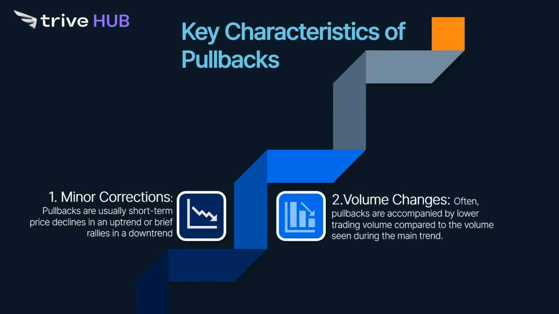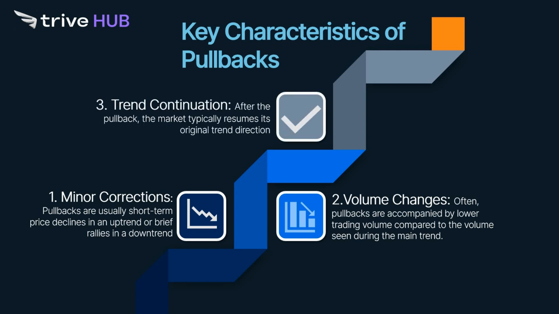The second is volume changes. Pullbacks will usually have low volume compared to the volume the major trend is showing. The major trend direction moves are accompanied by higher volumes, and pullbacks are usually on very low or dull volumes. Third is trend continuation. After these pullbacks, the market typically resumes its original trend direction. That is why they are called pullbacks or retracements.